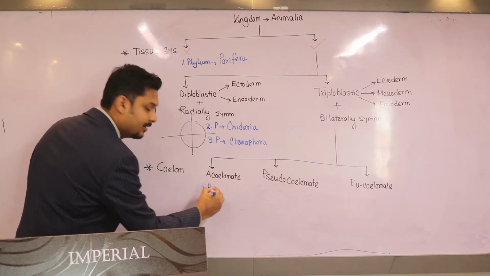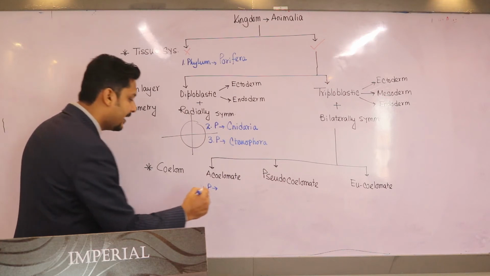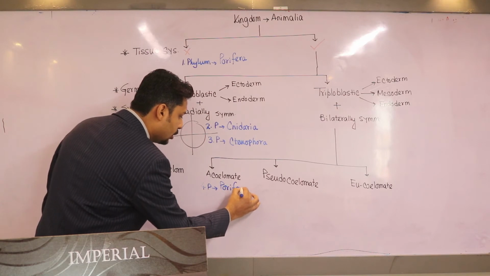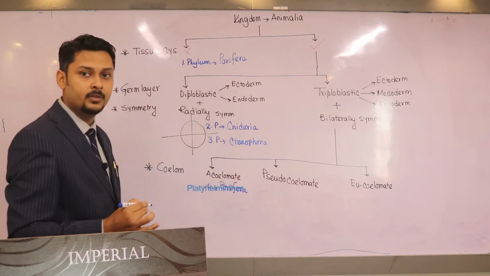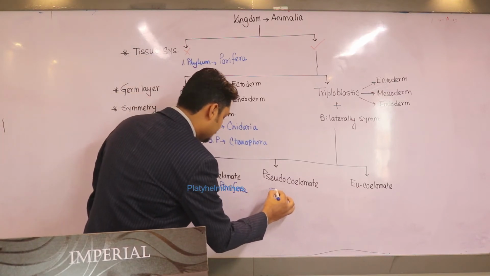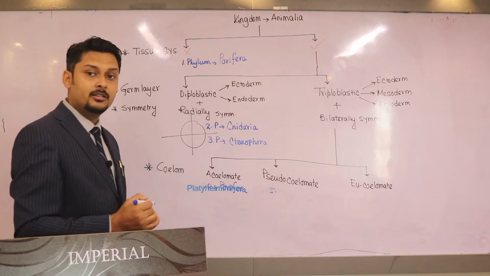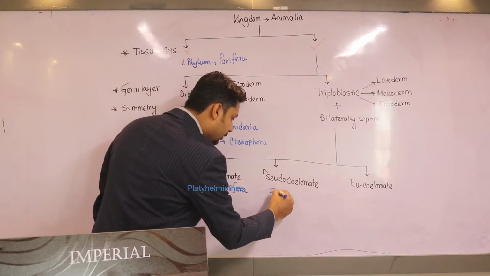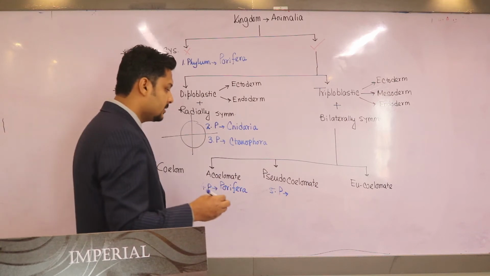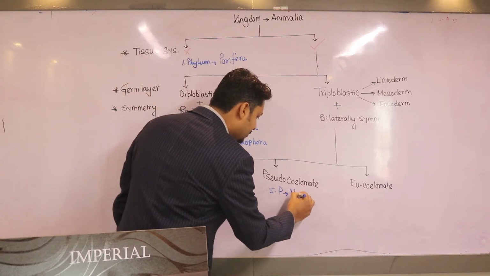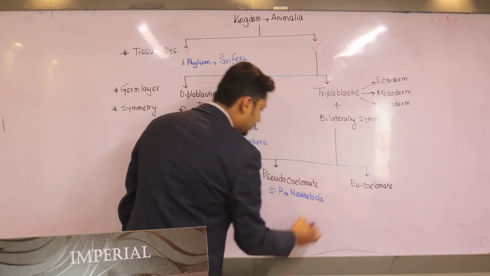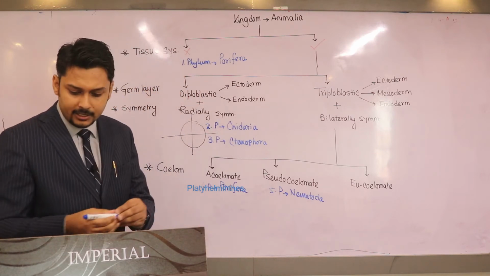And that phylum is Porifera. Those with the pseudocoelomate, they are the fifth phylum. In your book, it's written as Aschelminthes, but the modern name is Nematoda. So here I am writing the modern name, Nematoda. And those are eucoelomates.